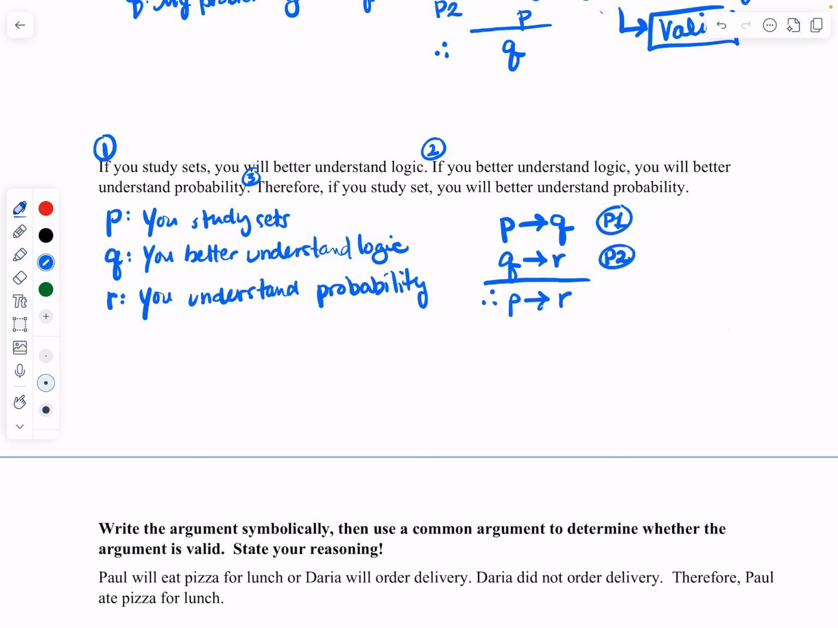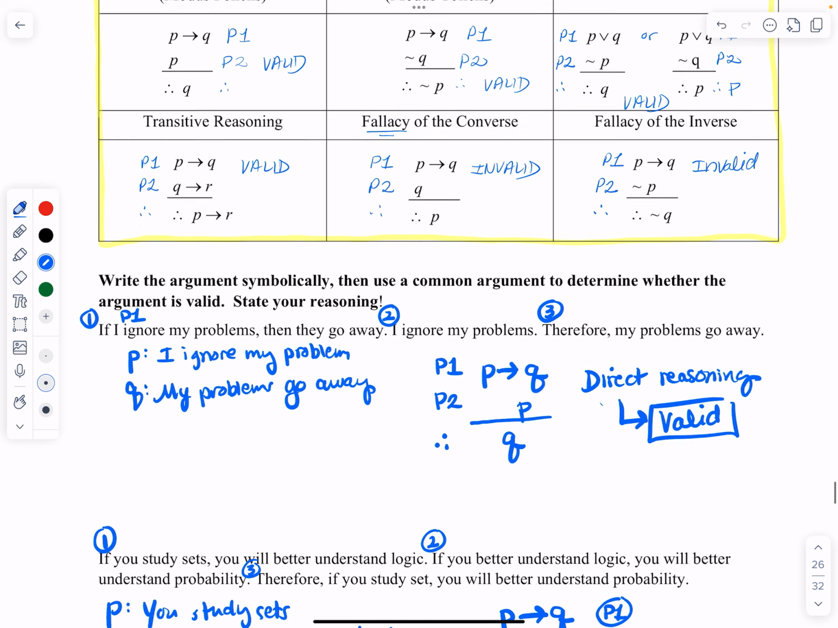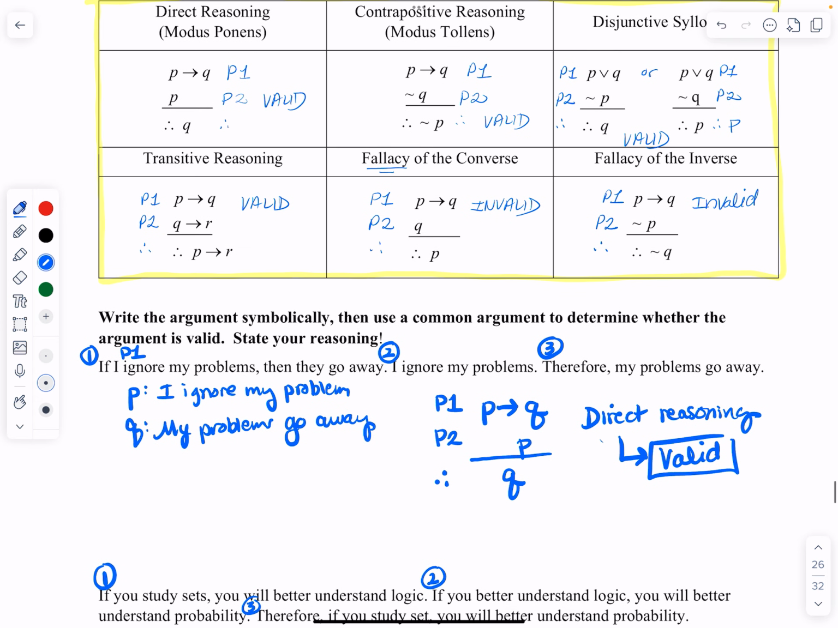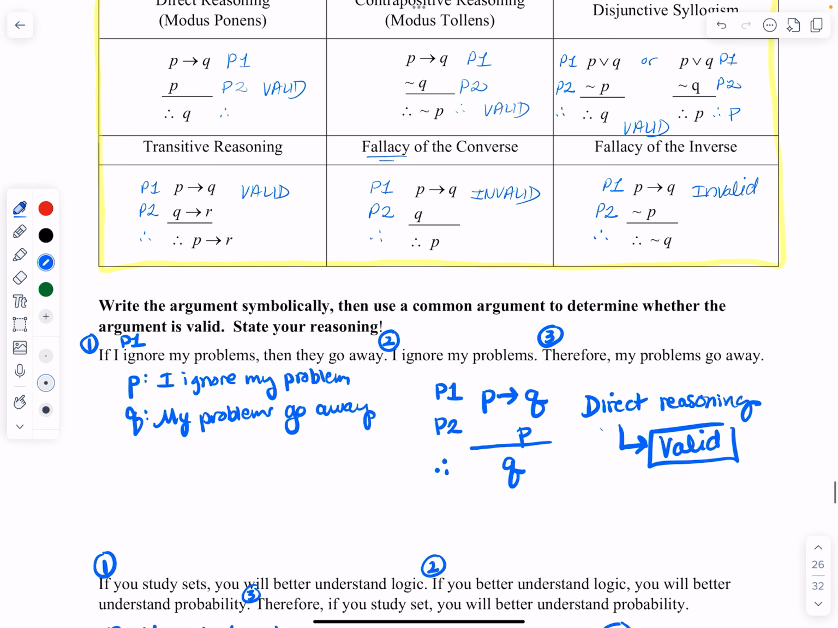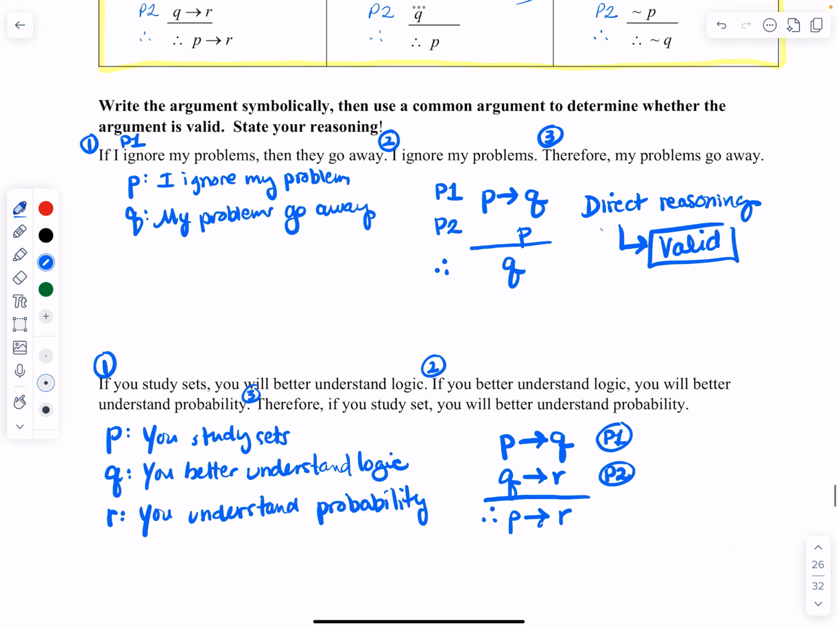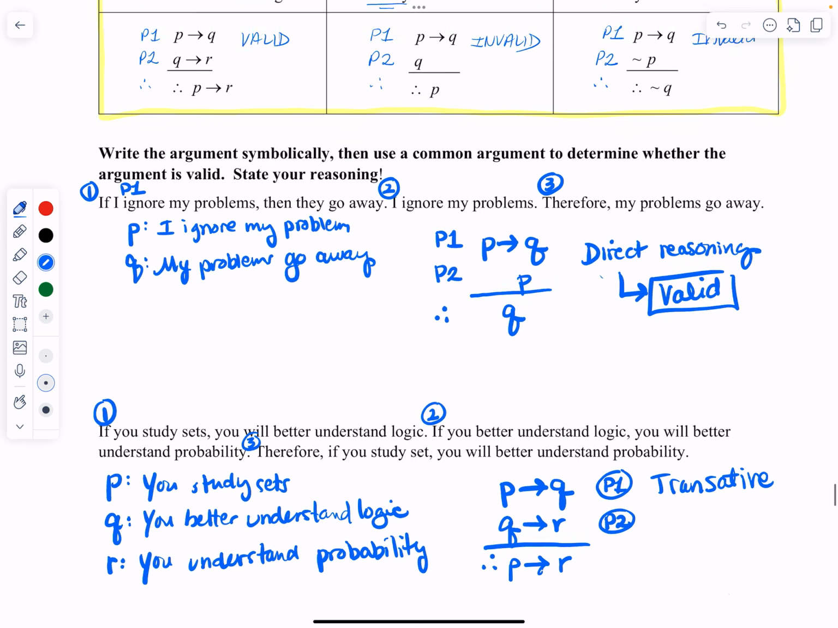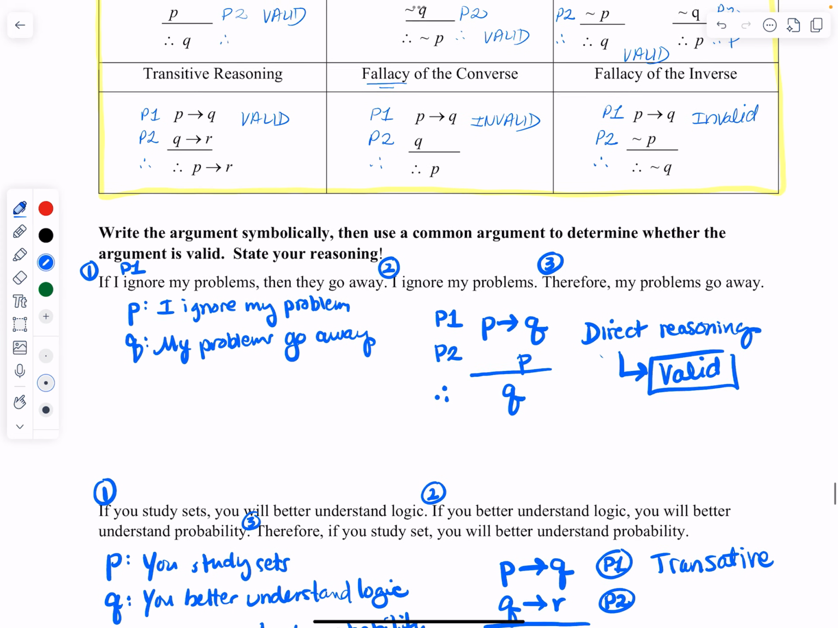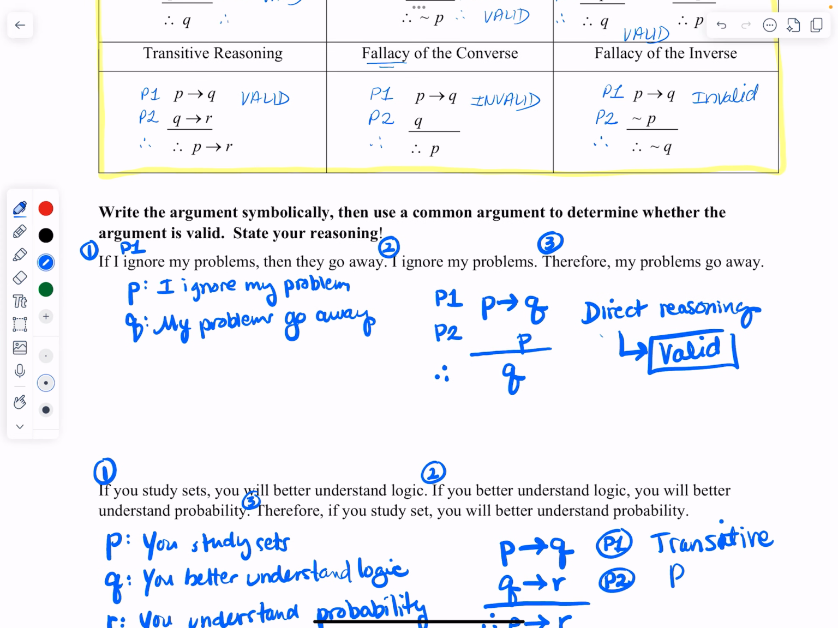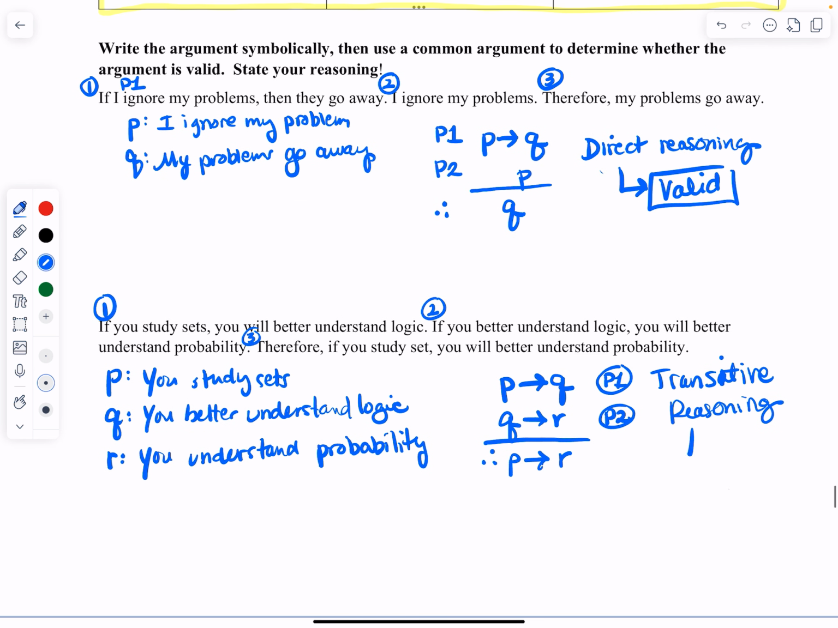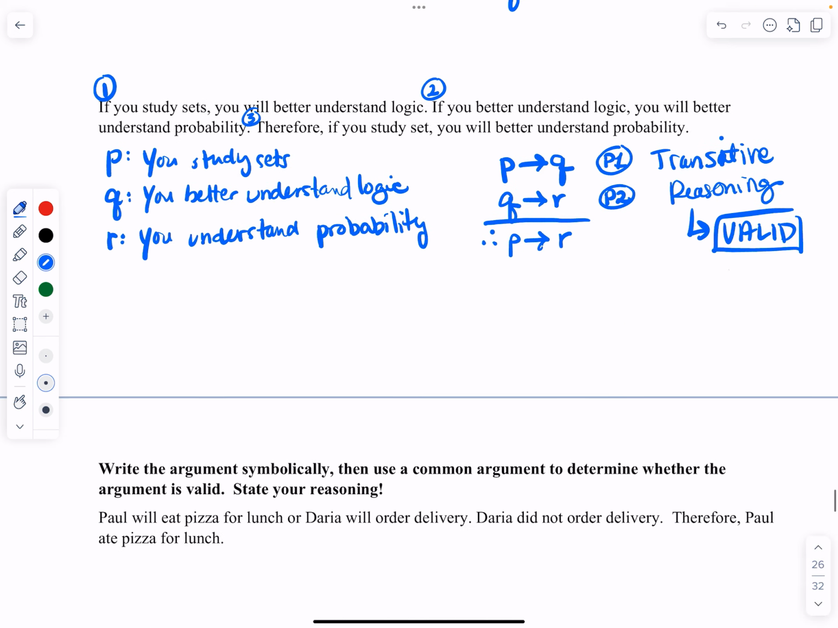So I'm going to look up at the top here and pick one that matches. If I look at it, I can see transitive reasoning says if P then Q, if Q then R, therefore if P then R. And that's exactly what I have. So this is transitive reasoning. Okay, so if it's transitive reasoning, then we can conclude the argument is valid. All right, let's look at the next one.